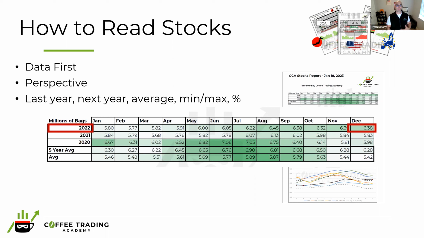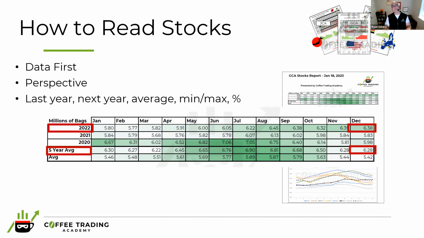But then we want to get some perspective, right? We want to see what it was last year. You can see it was up on last year. We want to see it versus the average and the min-max, et cetera. Now, one quick note here is that we have that 5-year average and the average. These are important for different reasons.